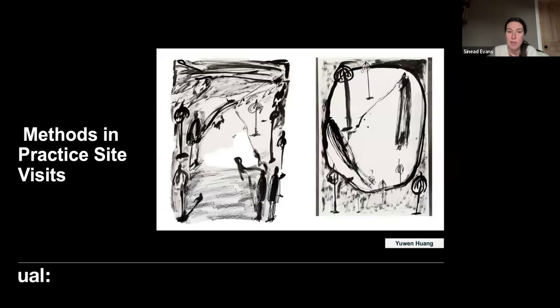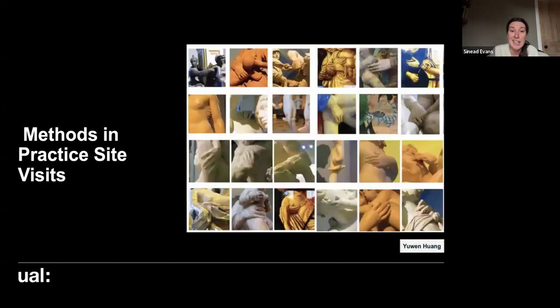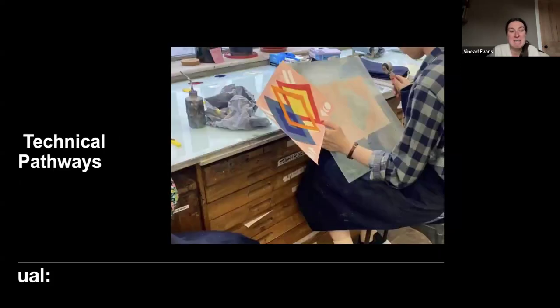And here's a few images from the methods in practice site visits. Just to show here, this is the same student, exploring mapping through drawing, and then using photography as a way to collect and observe from this collection of statues at the V&A.